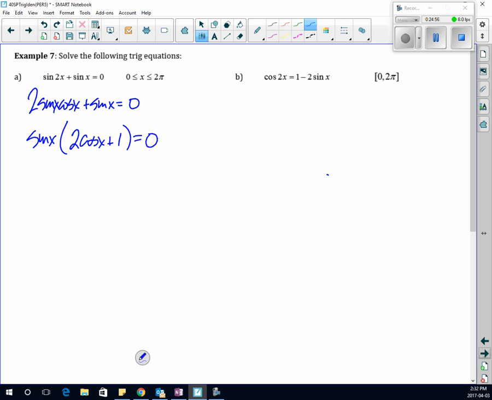So that means sine x equals 0 and cos x equals -1/2. It seems like we're getting the same things over and over again, hey? Are there any non-permissible values in this question? No. Okay, so where's sine x equal to 0? 0, pi, 2 pi. Where's cos x equal to -1/2?